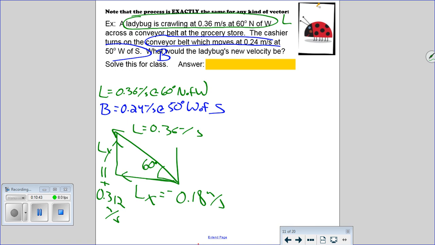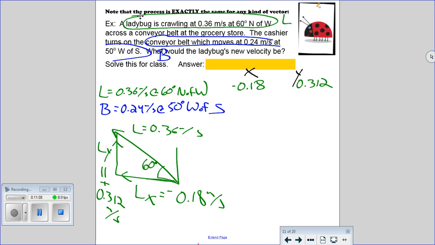I promise it'll make your life easier later on. So bear with me on it. Okay, everybody good with this? All right, so let's put that information in our drawing over here. So we just found the x and y components of vector L. The x component is negative 0.18. The y component is positive 0.312. Cool?